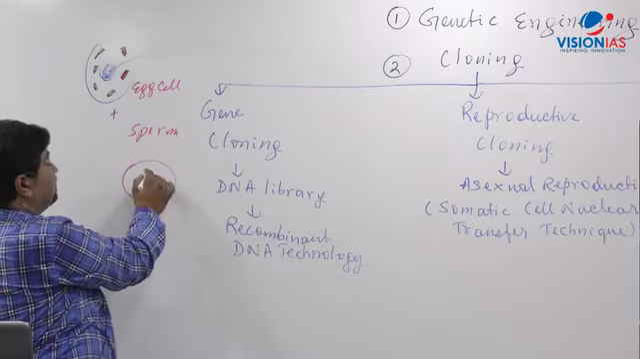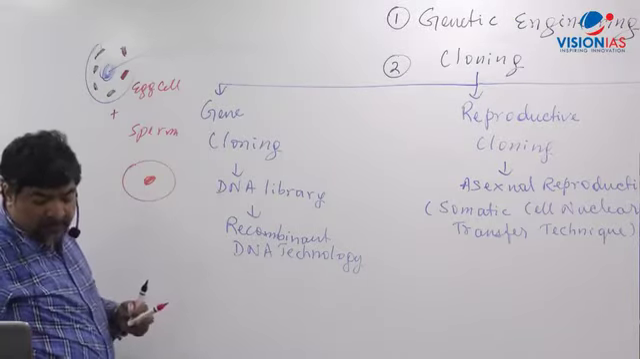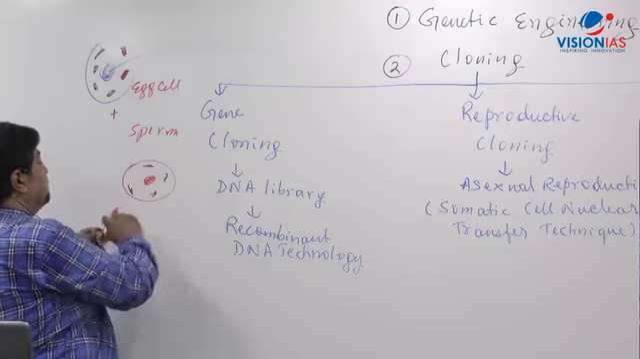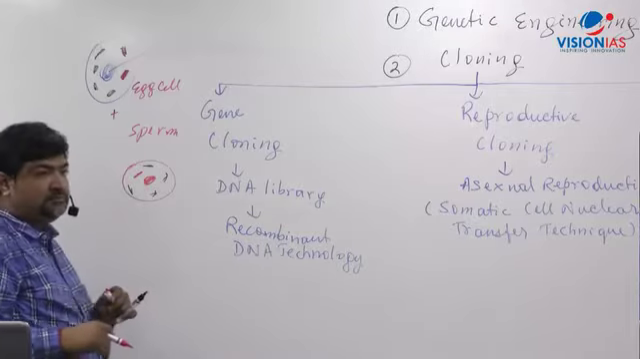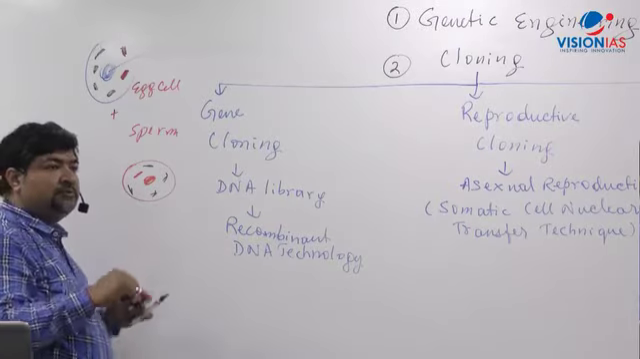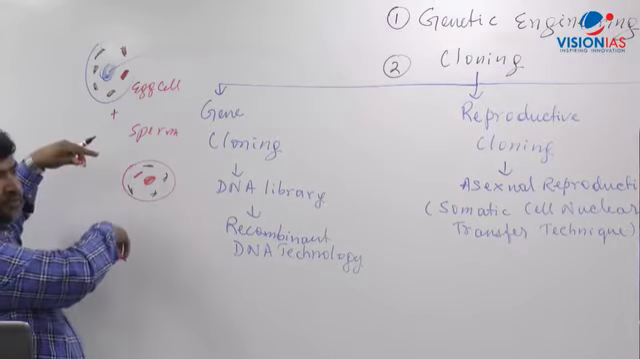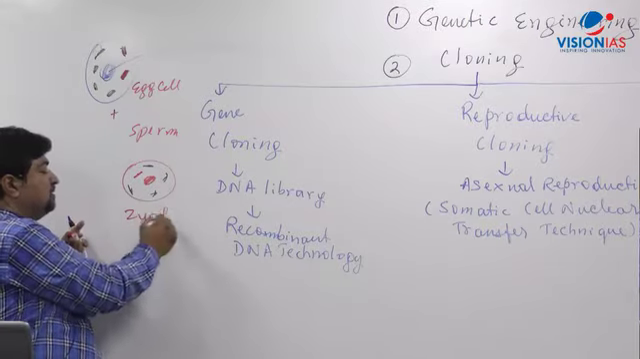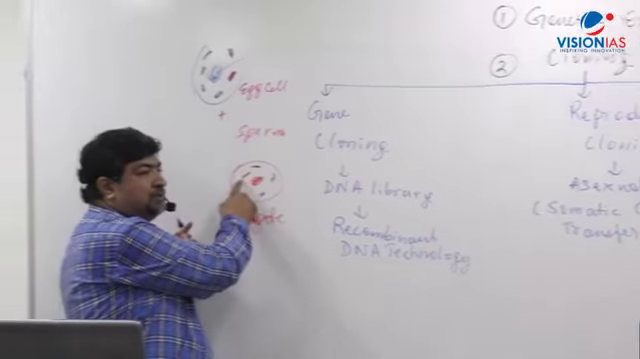What will be the only problem? The problem will be that here mitochondria is defective. Defective mitochondria is there. And so this is the actual parents, father and mother. But the problem is that this zygote which is made has got the defective mitochondria.